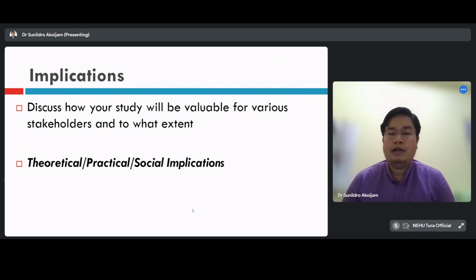So you have to tell in the implication or social implication how your study or findings will be beneficial to society. And it has become a very pertinent section in today's time. The journal normally asks, what are the social implications? How will society benefit from your research? So this particular section, implications, has become very, very important in order to justify the novelty and the significance of your study.